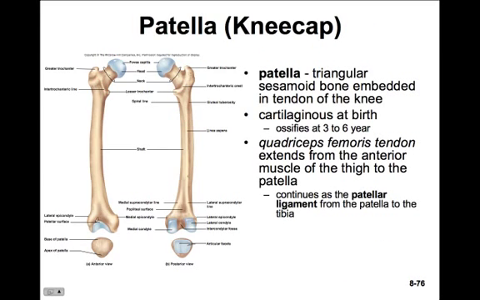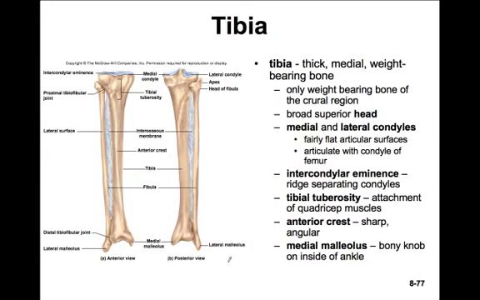The patella is a triangular sesamoid bone. It's embedded in the tendon of the knee. At birth, it's cartilaginous, but as we develop, it becomes ossified, probably by about 3 to 6 years old. The quadriceps femoris tendon extends from all the anterior muscles of the thigh to the patella, where it continues as the patellar ligament. So the patella is inside that tendon, and then the tendon goes down and inserts on the top of the tibia.